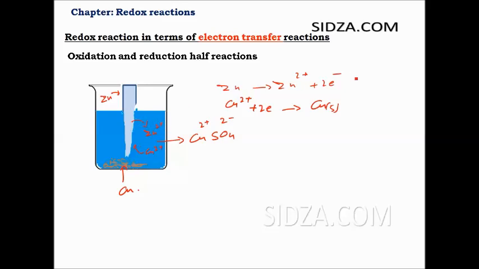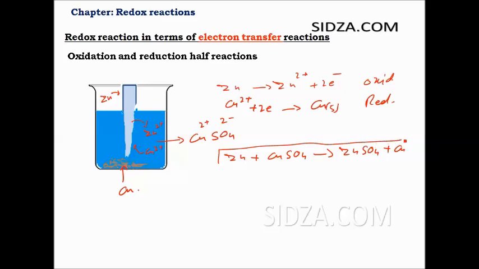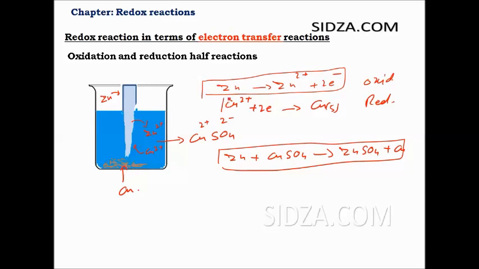So that means zinc undergoes oxidation and copper undergoes reduction here. The overall reaction is zinc reacts with the copper sulfate solution and forms zinc sulfate plus copper, right. This is the redox reaction, and every redox reaction actually consists of two half reactions. One is the oxidation half reaction, and this is the reduction half reaction. Oxidation is possible when reduction can occur, right. So that's why they go hand in hand.